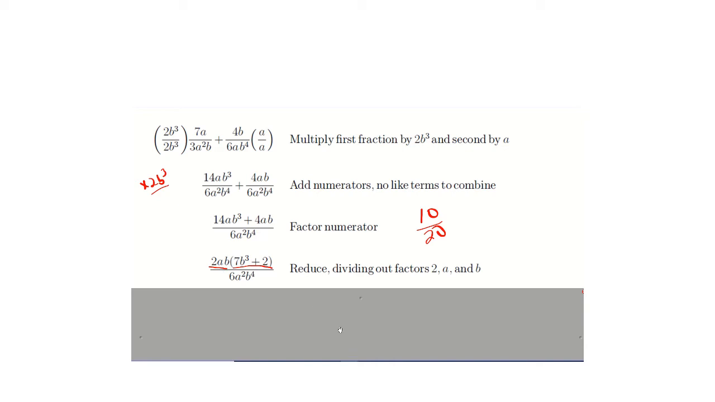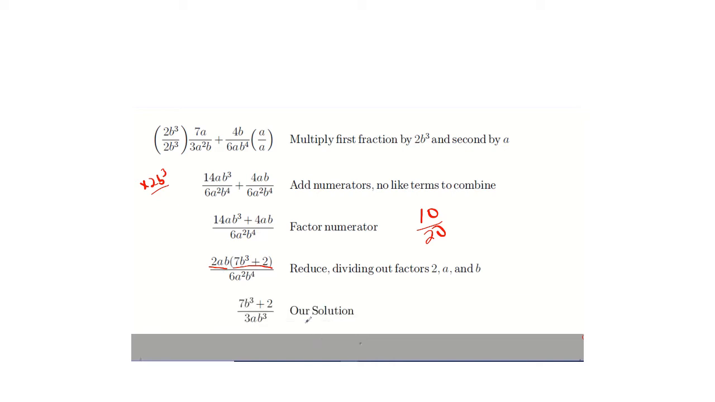So when I reduce all that, 2 over 6 went down to 1 third. A over a squared left me with an a in the bottom. B over b to the fourth left me with b to the third in the bottom. And then nothing happened to this, so it just stayed there. There's your final reduced solution.